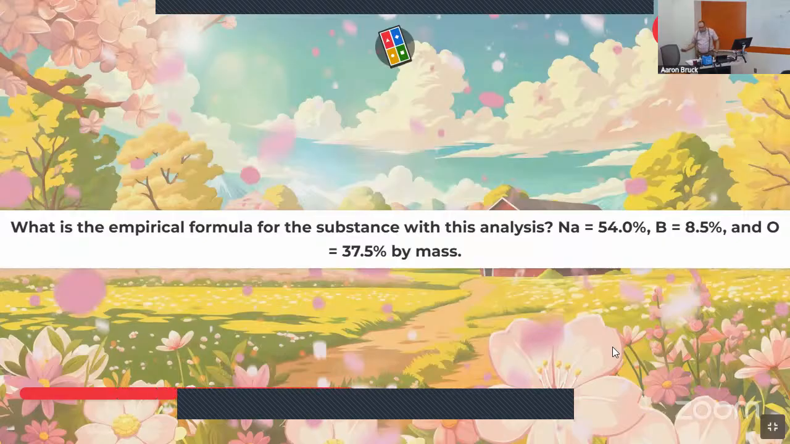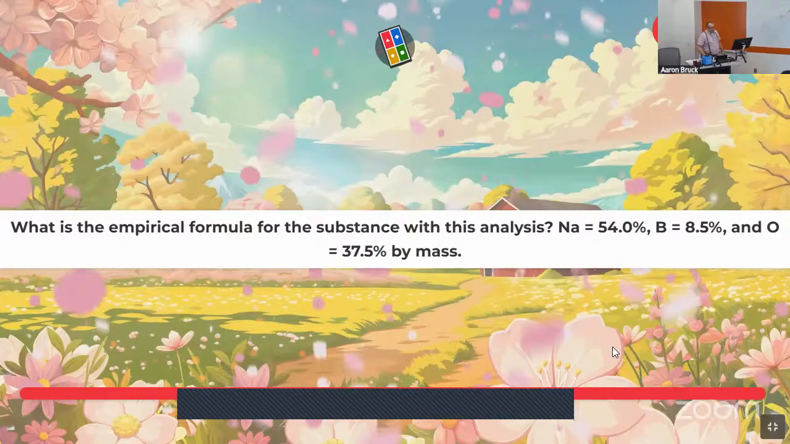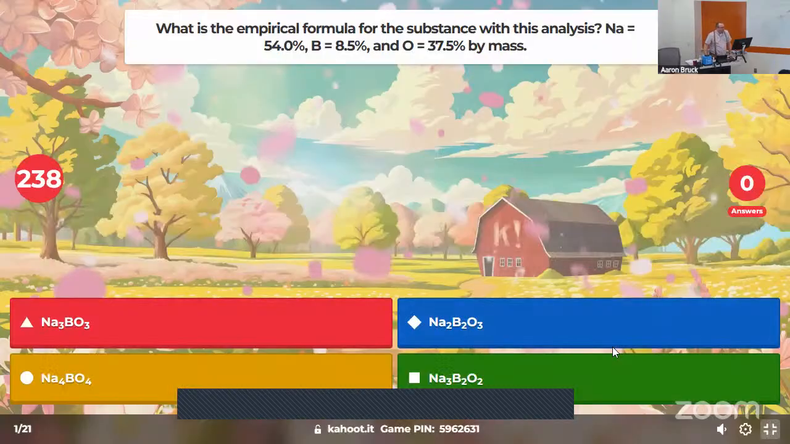Okay, empirical formula question. 54% sodium, 8.5% boron, 37.5% oxygen. What is the compound?